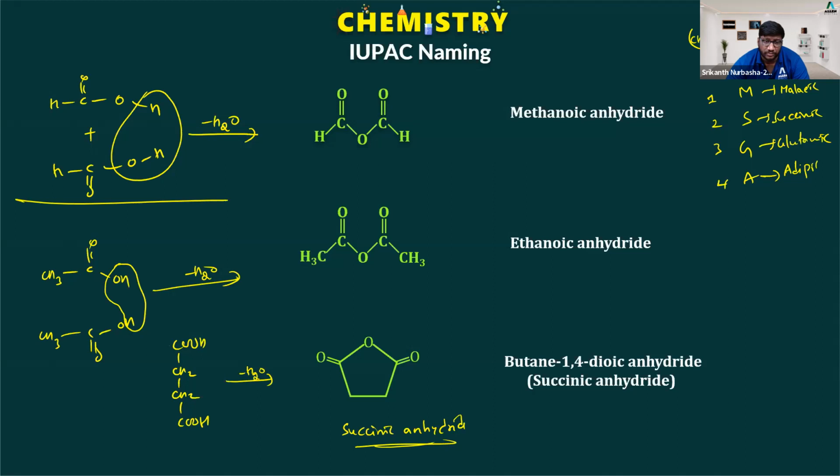Is that clear, students? Yes, sir. Now you may ask a question, sir. Do we have the cyclic ring formation for all the cases? Like if I take adipic acid also. In adipic acid, we have four CH2s: C double bond OH, CH2, CH2, CH2, CH2, C double bond OH. Here also, will the ring be formed? The ring formation is actually decided by some set of rules. Has anyone studied these rules?